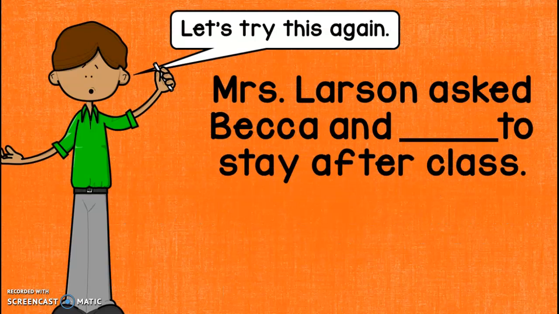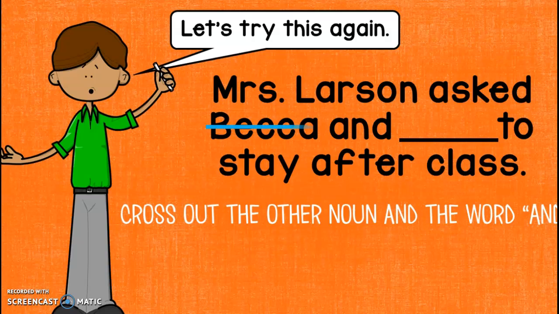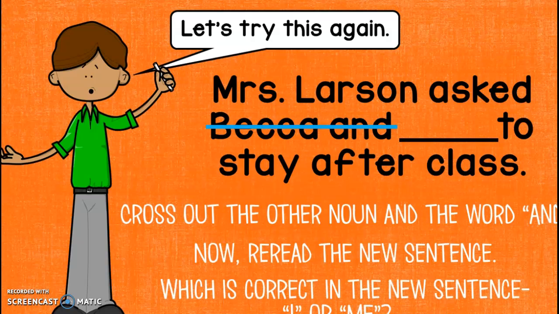So let's do another example. So it says, "Mrs. Larson asked Becca and blank to stay after class." So if I were to cross out the Becca and the "and" and I said, "Mrs. Larson asked blank to stay after class," did she ask I to stay after class or ask me to stay after class? All right, and your answer would be me. Okay, so Mrs. Larson asked Becca and me to stay after class. All right, but I crossed that out to help me identify it, and me would be the correct word.